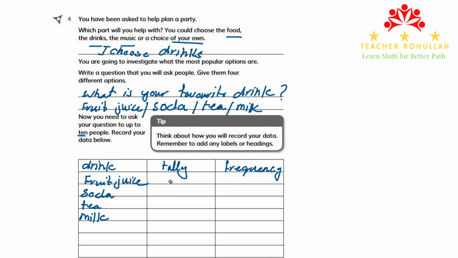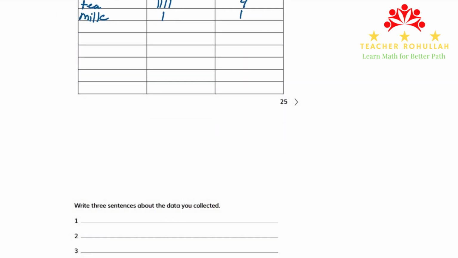We suppose out of 10 people, 3 of them chose fruit juice. So I will use tally marks and write 3 under the frequency table. And 1 of them chose soda. So I will write 1. 4 of the 10 people chose tea. So 1, 2, 3, 4. And in the frequency table, I will write 4. And 1 chose milk. Now we are going down to answer the following questions.